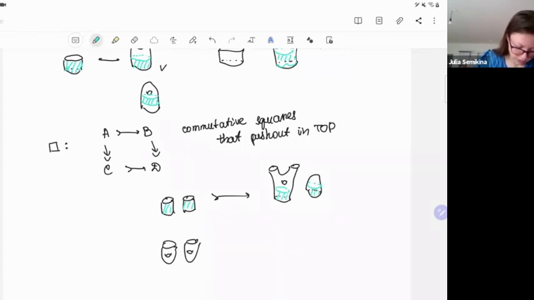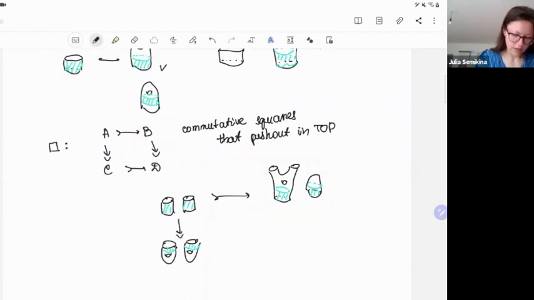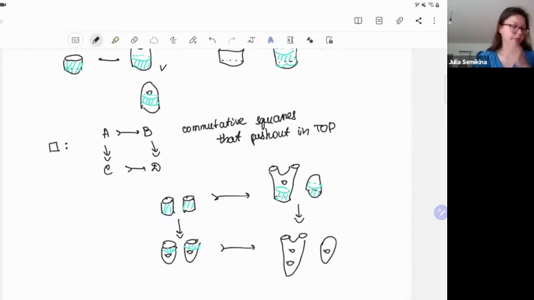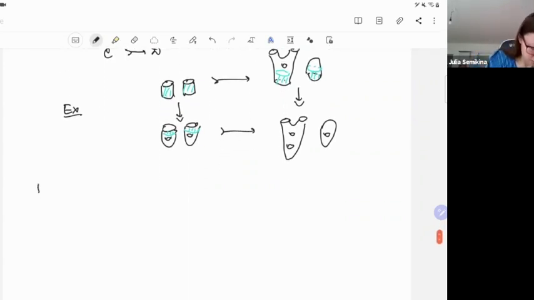So include cylinders as collars of the boundary. Maybe it's a bit confusing that this arrow looks like it has to be surjective, but this is just a notation. And the gluing result is this. So this is an example of a distinguished square. And now we are good to go.